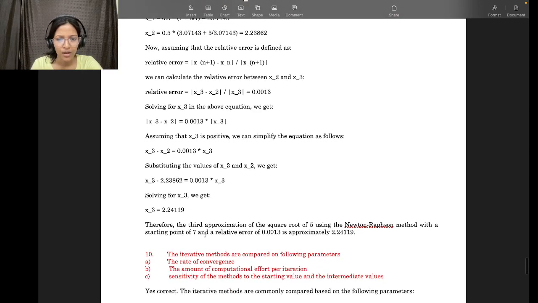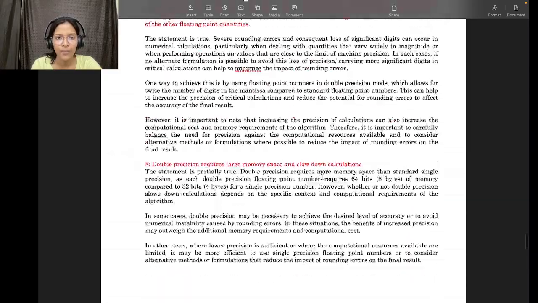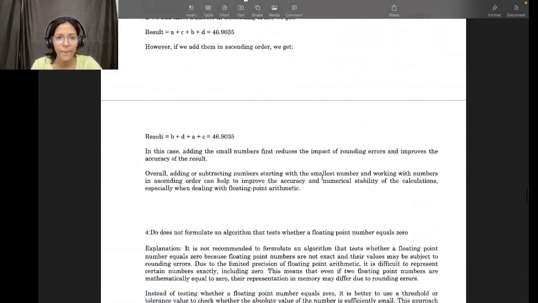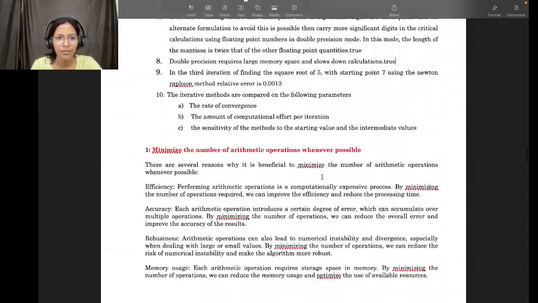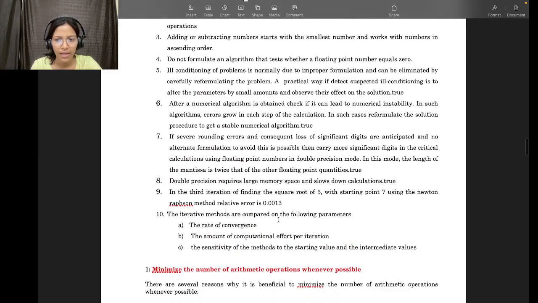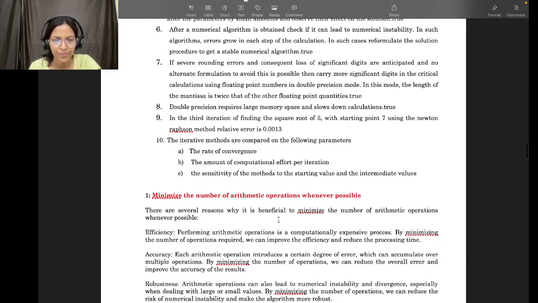The third approximation of the square root of 5 using a starting point of 7 and the relative error of 0.09 is approximately 0.24119. Now we are on the ninth, so this statement is also true.